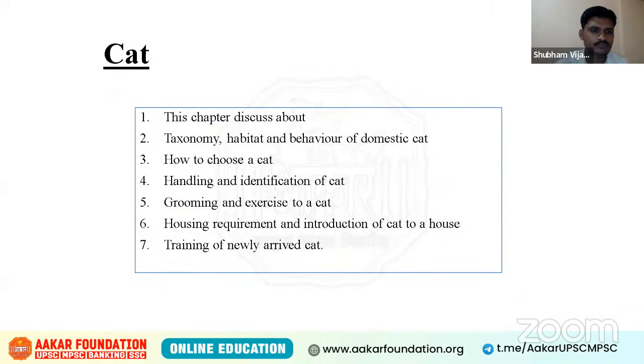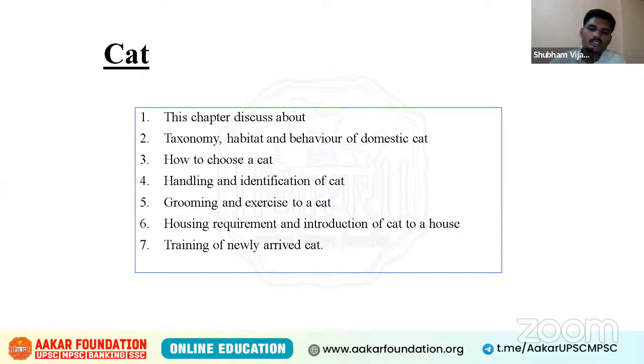Now the cat. In this chapter we have finished a brief history of dogs, their origin, their domestication. What different types of dogs are there? We have classified them according to their purpose. Then we covered what different types of dogs are domesticated in India. Accordingly, some dogs' characteristic features with pictures we have taken. Later on, we shifted to the preparation of dogs for shows, then pedigrees, kennel clubs, and just now we have covered deworming and vaccination.